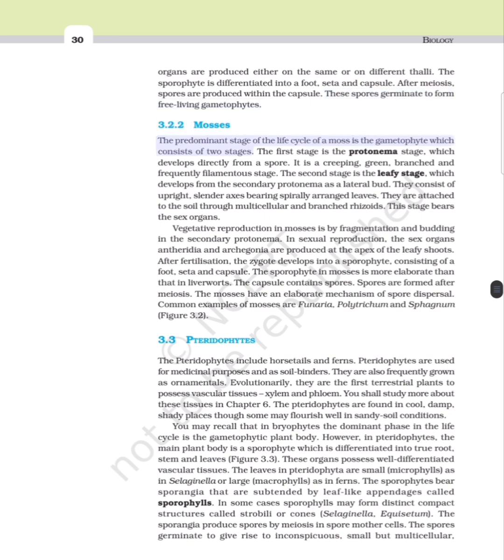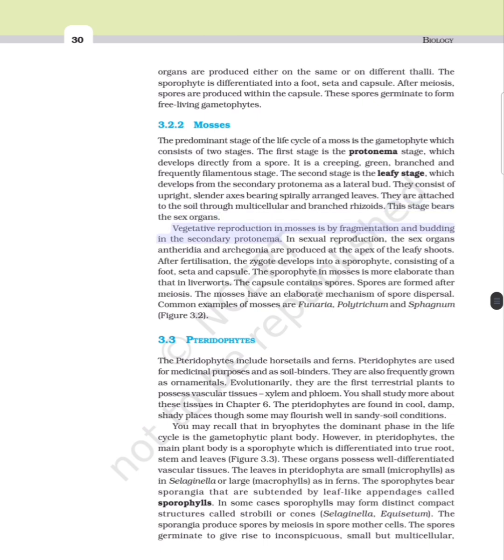3.2.2 Mosses. The predominant stage of the life cycle of a moss is the gametophyte, which consists of two stages. The first stage is the protonema stage, which develops directly from a spore. It is a creeping, green, branched and frequently filamentous stage. The second stage is the leafy stage, which develops from the secondary protonema as a lateral bud. They consist of upright, slender axes bearing spirally arranged leaves. They are attached to the soil through multicellular and branched rhizoids. This stage bears the sex organs.